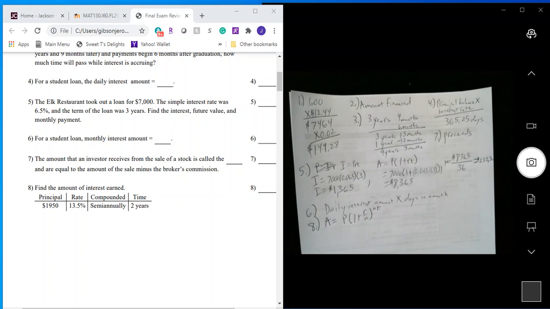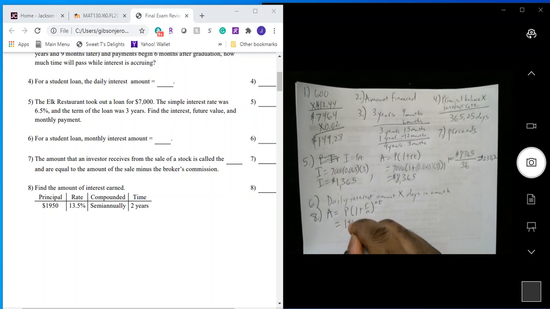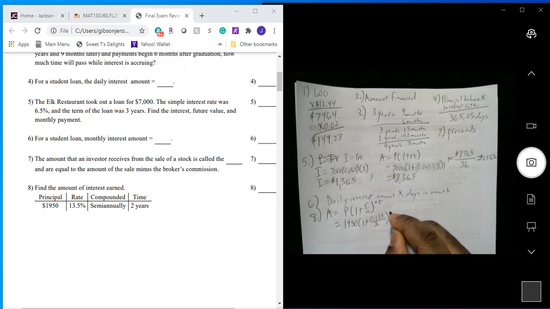All right. So we go through and solve this. So we have our principal, which is $1,950. Our rate, which is 13.5%, which is 0.135, divided by N, and this is the number of times it's compounded. It's compounded, it says semi-annually, so that's twice a year. So this N will be 2 times the T, the time is 2. So this would be 1950 times 1 plus 0.135 over 2 to the 4th power.